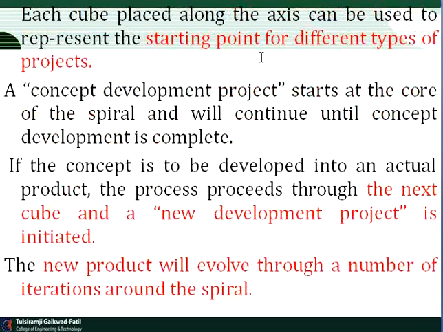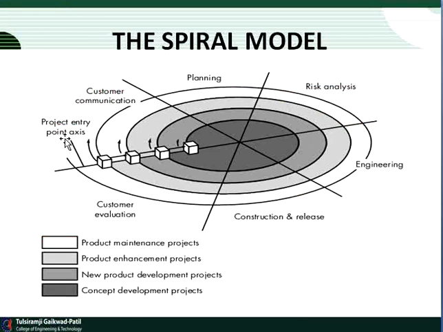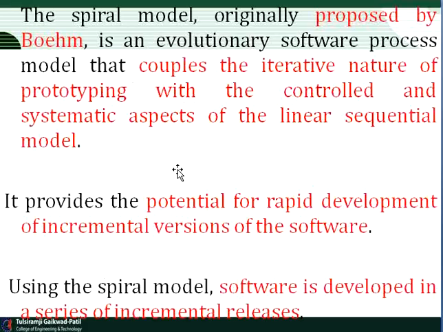After that, we will see in the spiral model, the development project concept starts at the core of the spiral and continues until concept development is complete. Means in the core the application implementation process starts, and then customer evaluation, as we have already seen in the spiral model concept. In the spiral model, this is the project's entry point axis, where the project enters the core area. If every phase is completed as per the software requirements, this is the customer evaluation process. And this is the release area, where the software is released in the market.